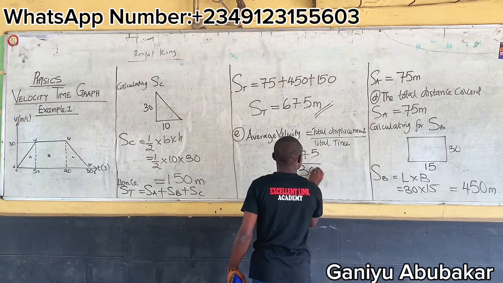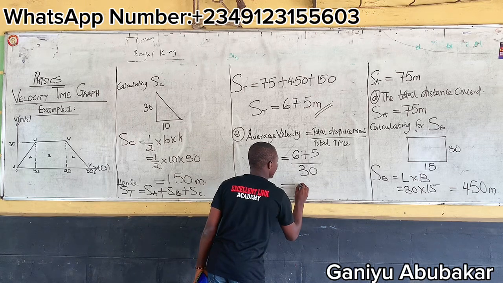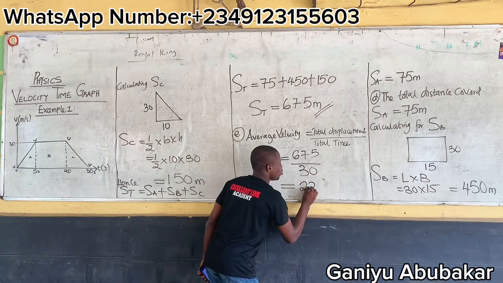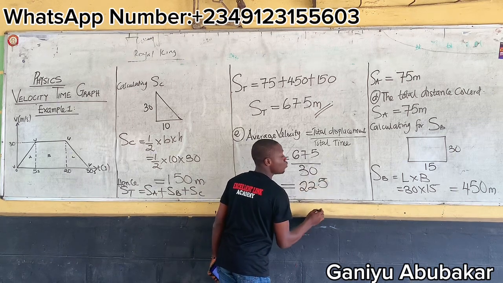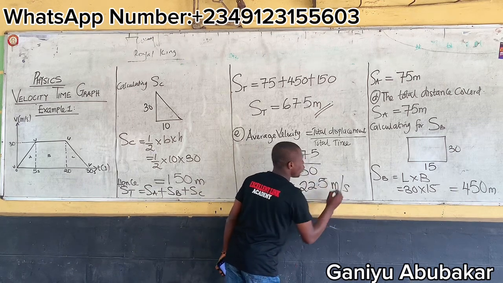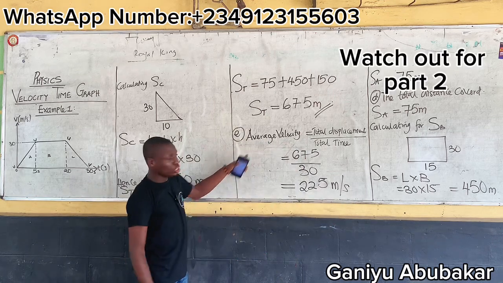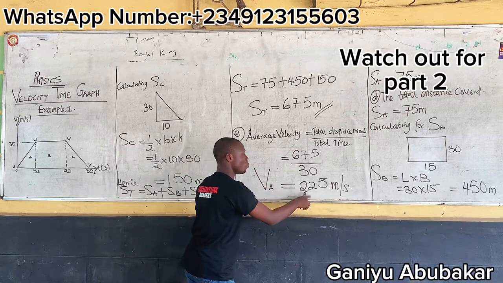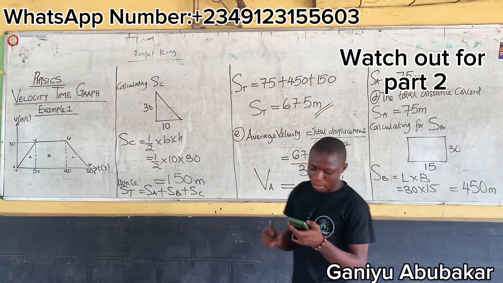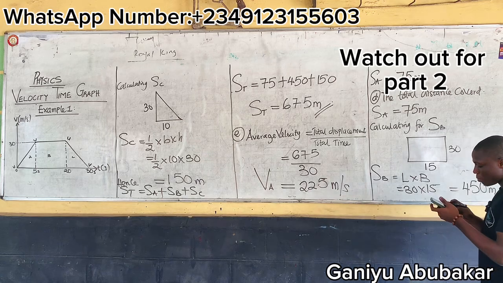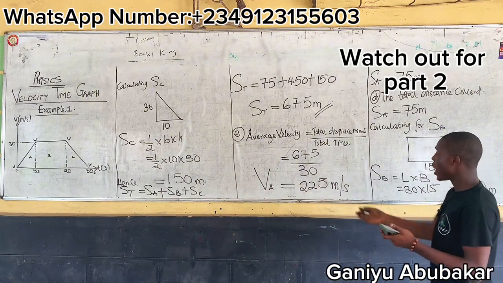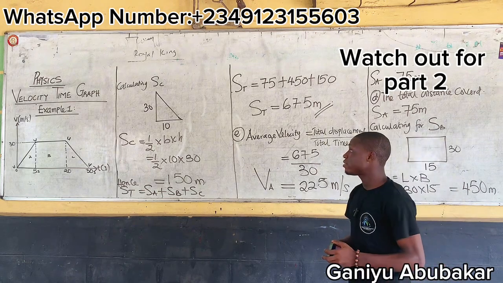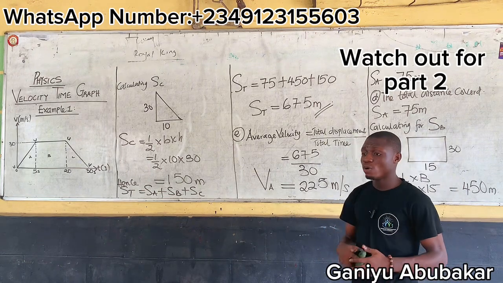So that's 30. What's my answer there? 22.5 meters per second. So my VA, average velocity, is 22.5 meters per second. That's all. That's how you solve this particular problem. We'll look at yet another example and see what we get.